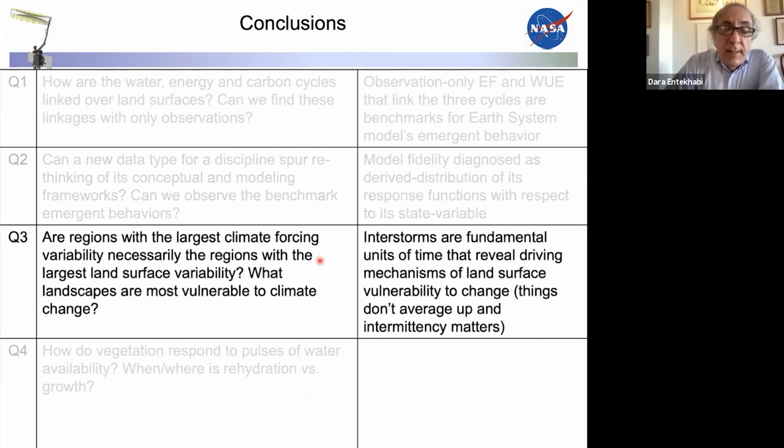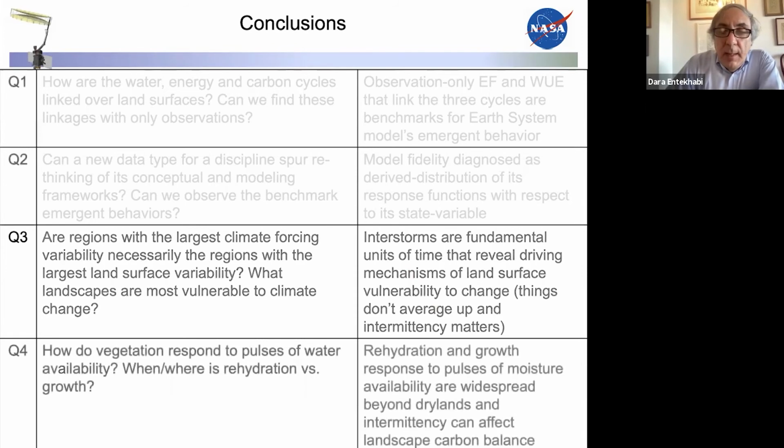In terms of interannual variability and vulnerability to climate change, different landscapes have different sensitivities to precipitation variability, climate forcing variability, and what determines their sensitivity is actually this intrinsic property that's evident in interstorm events. So at the weather scale, but they determine the sensitivity at climate scale as well.